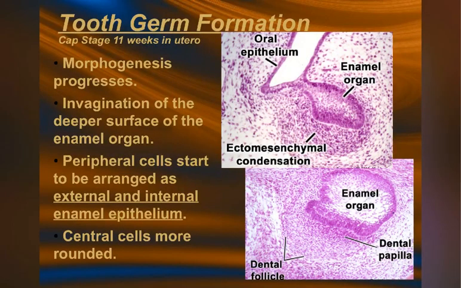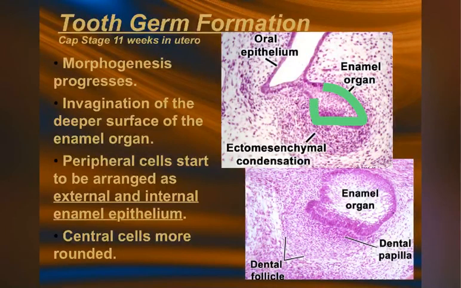Now we move to the next stage, the cap stage. And we actually have two cap stages. One is called early cap stage and one is late cap stage. Early cap stage is during week 11. You see here cap stage 11 weeks in utero. Because we have cap stage 12 weeks in utero. One is early, one is late.